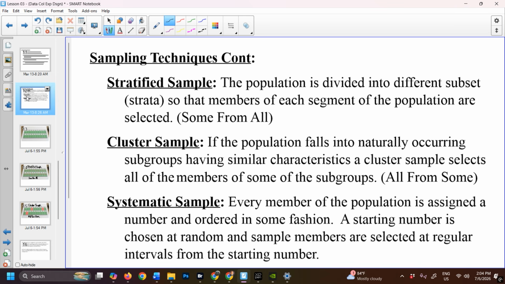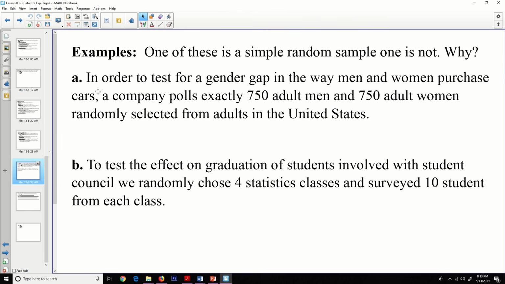Finally, on this page, a systematic sample. Every member of the population is assigned a number and ordered in some fashion. A starting number is chosen at random, and sample members are selected at regular intervals from the starting number. So everybody get in a line. First person is 1, second person is 2, 3, 4, and so on. And for this systematic sample, we're going to take the first person, and then we're going to take every 5th person after that.